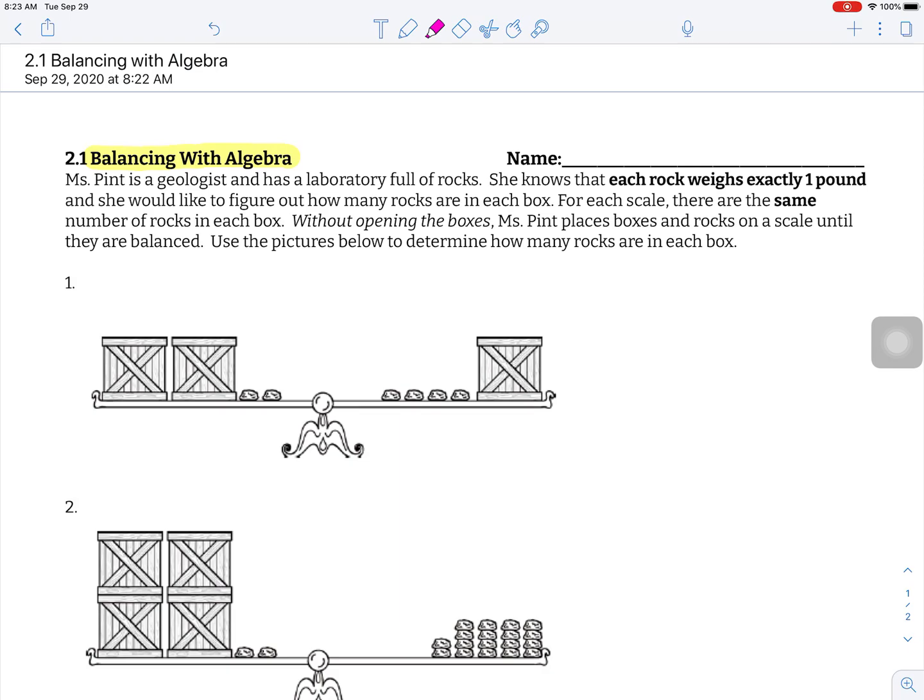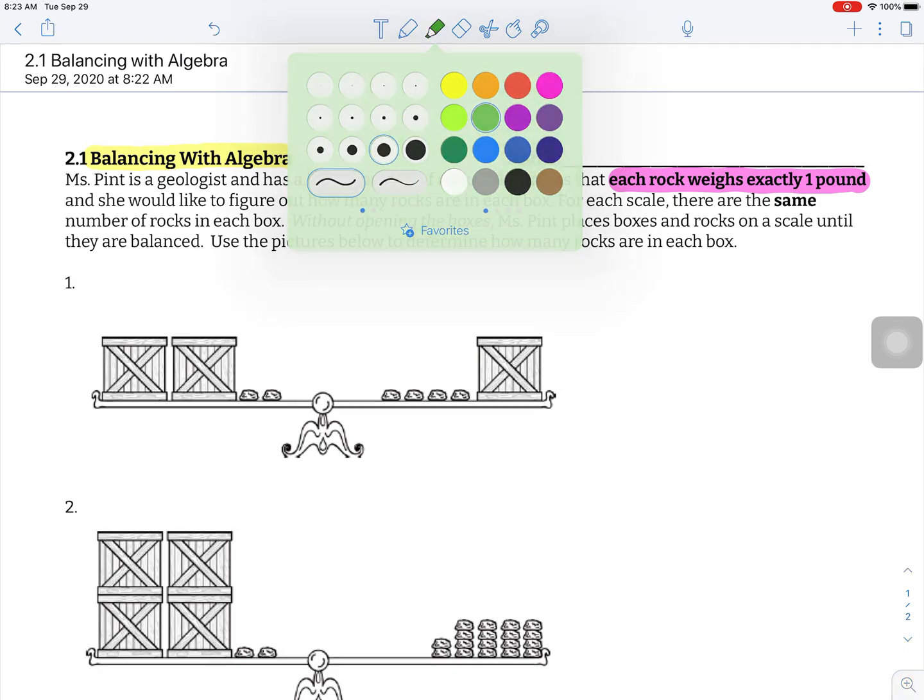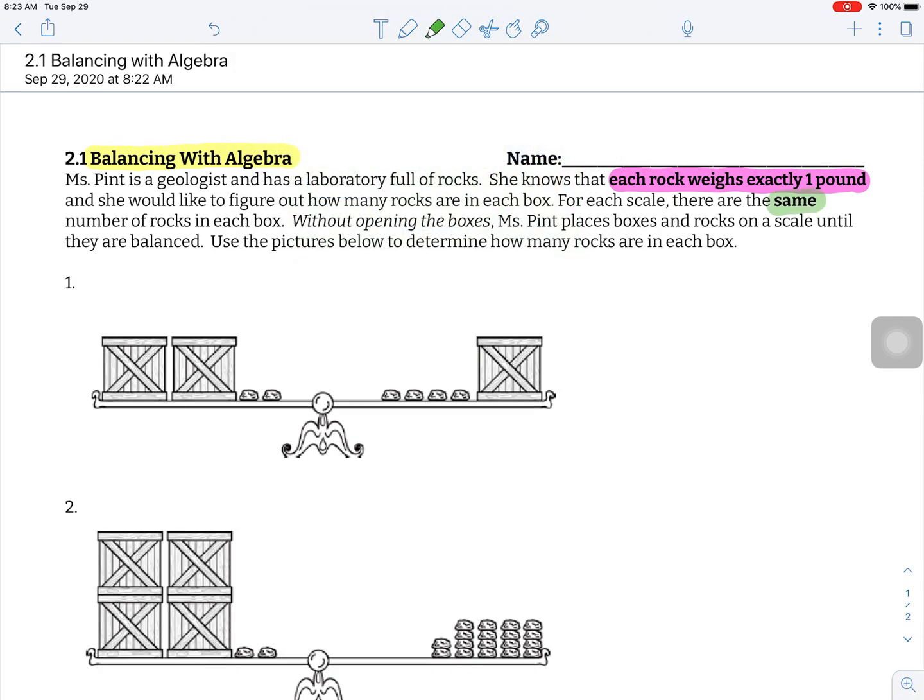Miss Pint is a geologist and has a laboratory full of rocks. She knows that each rock weighs exactly 1 pound, and she would like to figure out how many rocks are in each box. For each scale, there are the same number of rocks in each box. Okay, so that seems kind of important. Without opening the boxes, Miss Pint places boxes and rocks on a scale until they are balanced. Use the pictures below to determine how many rocks are in each box.